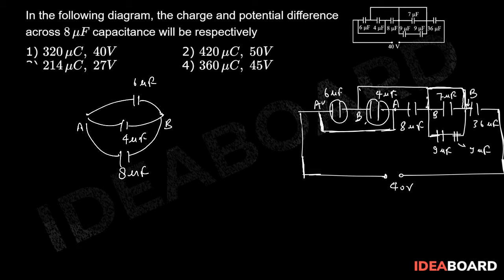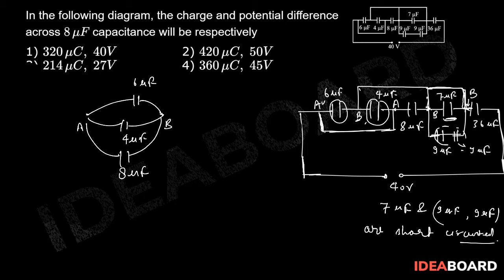Now the interesting point comes here. You can see the potential at this point and this point will be the same, because both points represent B. That means there is no potential drop across this capacitor. So the 7 microfarad and 9 microfarad capacitors in this line are short circuited. This is the important point. So basically they don't have any role here.